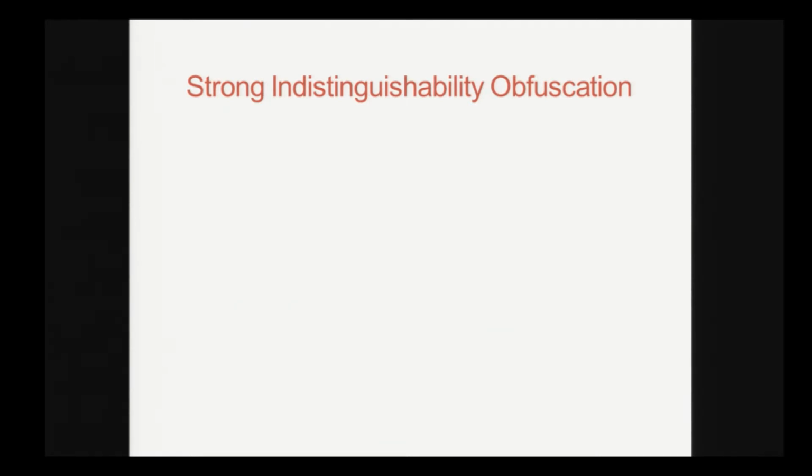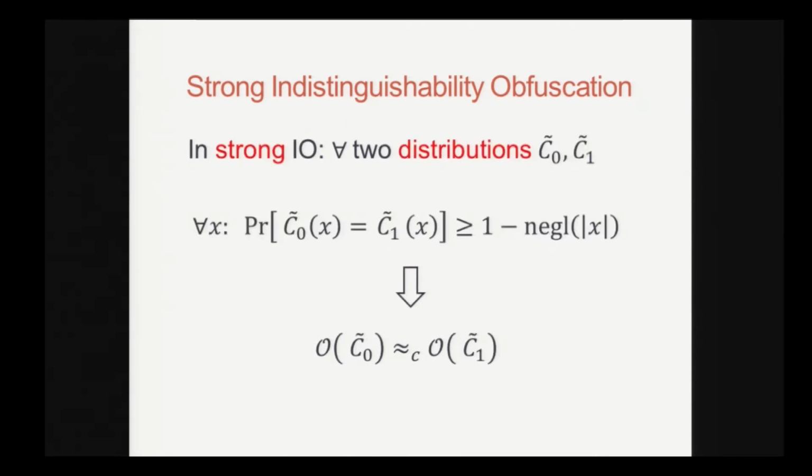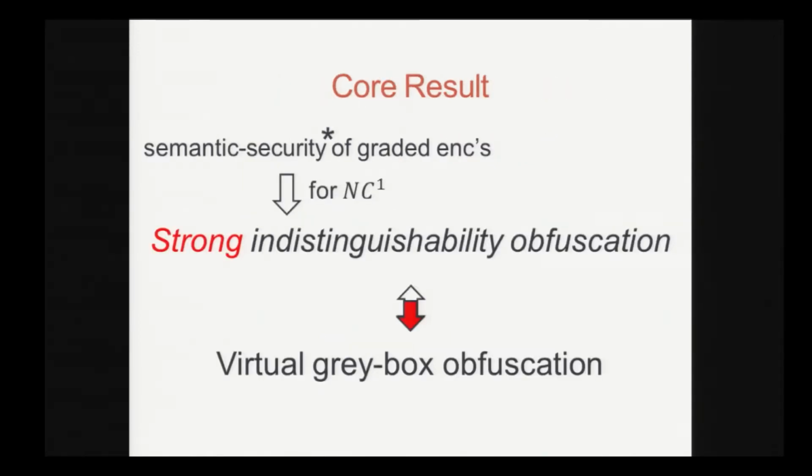Let me tell you. So remember that in standard IO, we require indistinguishability for obfuscations of any two circuits that on each input completely agree with each other. Now in strong IO, instead of thinking about pairs of circuits, we're going to think about pairs of circuit distributions. Okay? And we will require that indistinguishability holds if for every input, when you sample two random circuits from these families, then with overwhelming probability, they agree with each other. Okay? So this really has the flavor of IO. But we can actually show VGB from this thing. And the interesting direction is really showing how strong I/O implies VGB. The direction in the other way is pretty direct. Also showing that semantic security implies strong indistinguishability is pretty direct.